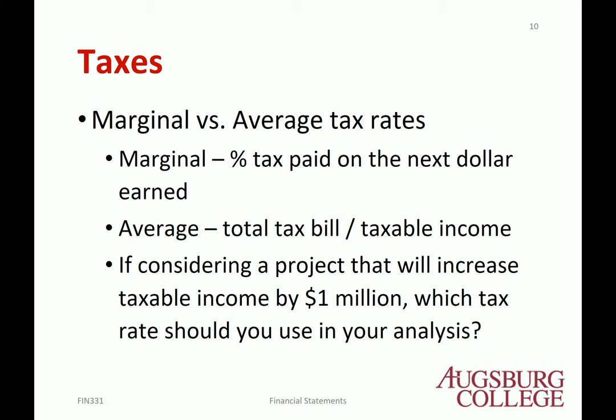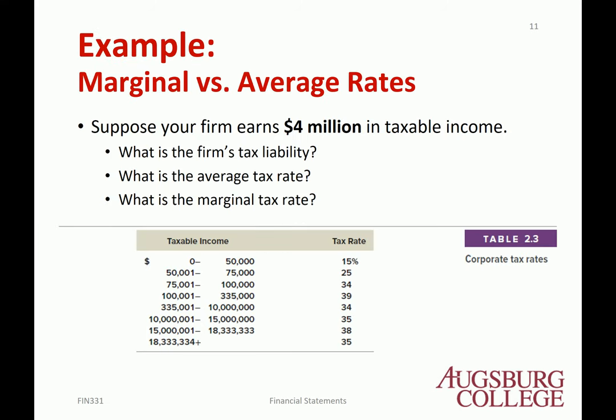Now, there's another concept called the marginal tax rate. The marginal tax rate is the tax rate that you should pay on the next additional $1 earned. So for example, suppose you make $75,000. If you look at the $75,000 here, your tax rate is 25%, right? And then assume that you make $1 more, what is the tax rate? The rate goes up to 34%, so your marginal tax rate is 34%.